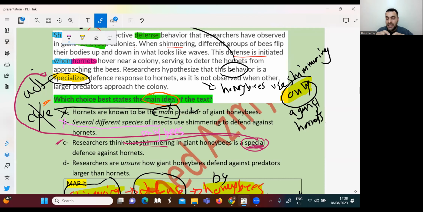Look at this adjective: Researchers are unsure. Was this mentioned in the text? They are not sure how honeybees defend themselves against predators larger than hornets. Was this mentioned in the text? No. I have no clue for that. So we are clueless. So that's why I have to choose C. Thank you, Hassan.